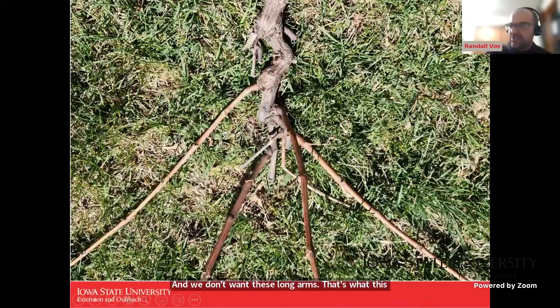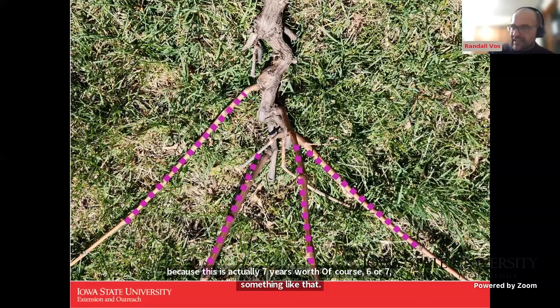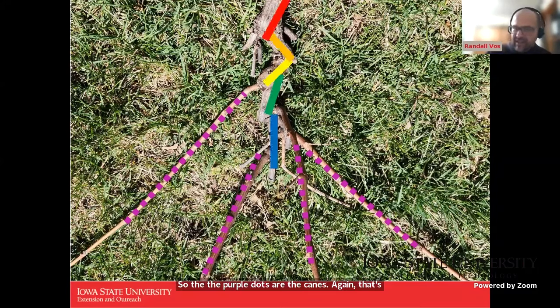So here's an example of a grapevine arm that I cut off. And they actually have done an excellent job of pruning because this is actually 7 years worth of growth, 6 or 7, something like that. So the purple dots are the canes. Again, that's what's going to have the fruit on it this coming year. And I kind of color coded every year back. So the blue is 2 years old, the green is 3, the yellow is 4, the orange is 5, the red is 6.